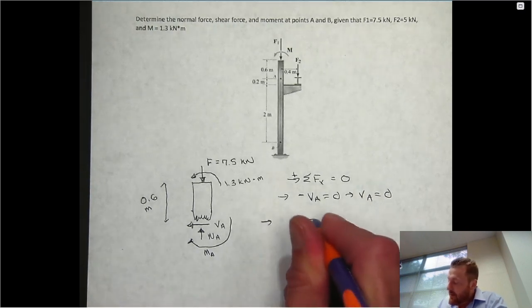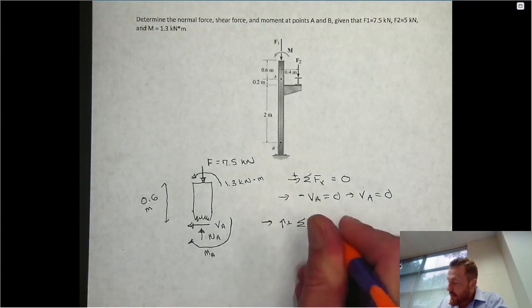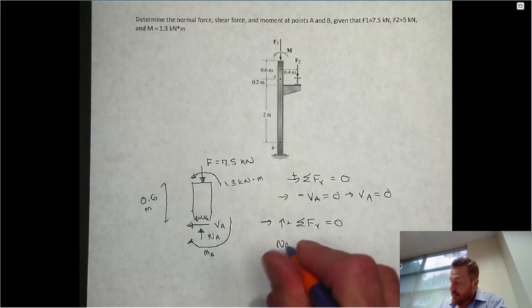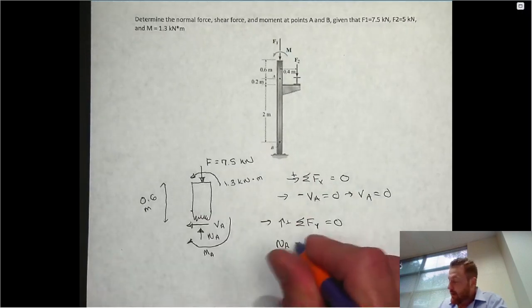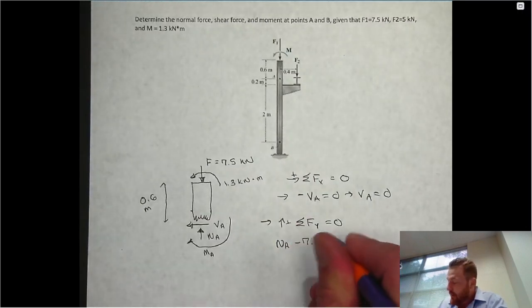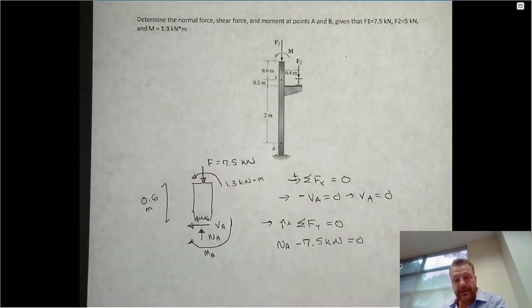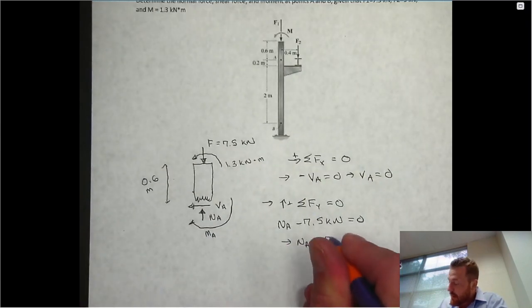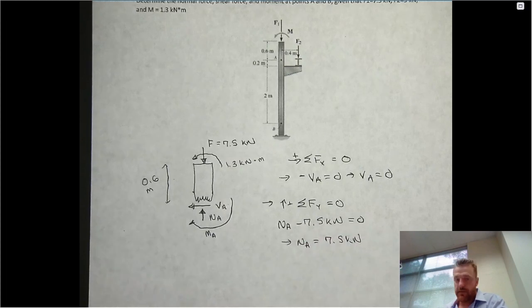If I sum all forces in the vertical direction and set that equal to 0, what I see is, going in the upward direction, I actually have the normal force. In the downward direction, I have this applied load of minus 7.5 kilonewtons. There are no other forces in the vertical direction. So that means that the normal force must equal 7.5 kilonewtons.